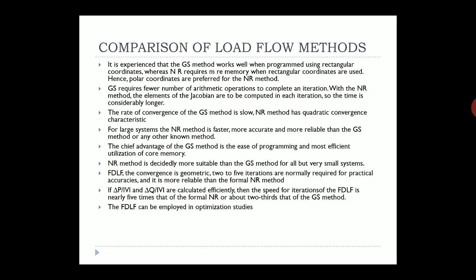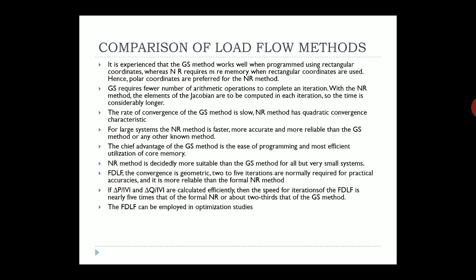The third point: the rate of convergence of the Gauss-Seidel method is slow. The NR method has a quadratic convergence characteristic. Even though the NR method takes a lot of memory and is a much more complicated method, the convergence, that is how fast the equation is solved, is much faster in the NR method than the Gauss-Seidel method. For large systems, so we are at point 4, the NR method is faster, more accurate and more reliable than the Gauss-Seidel method or any other known method. So for a large system, the NR method is much more preferable.